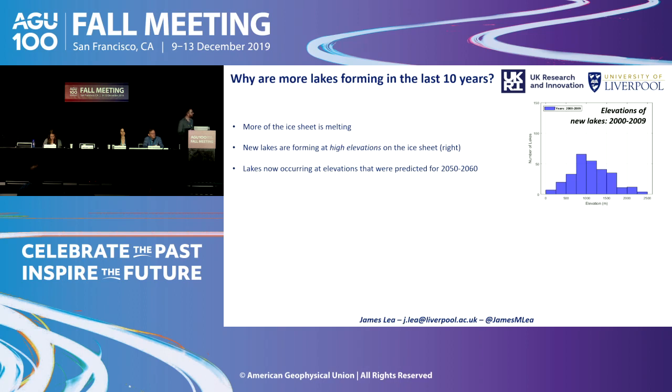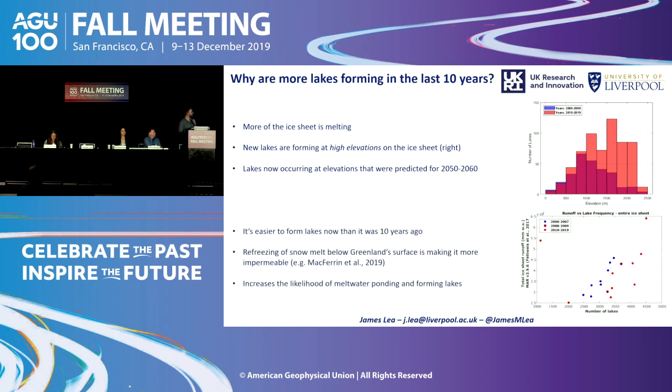So if you look at the graph on the right, we can see, broken down by elevation, the elevations of unique lakes that are in the record. And as you can see, there's this nice distribution here for 2000 to 2009. But then if we compare it to the period 2010 to 2019, we can see that there are much more lakes forming at higher elevations. If we superimpose one on the other, you can see there are significantly more lakes forming at these higher elevations.